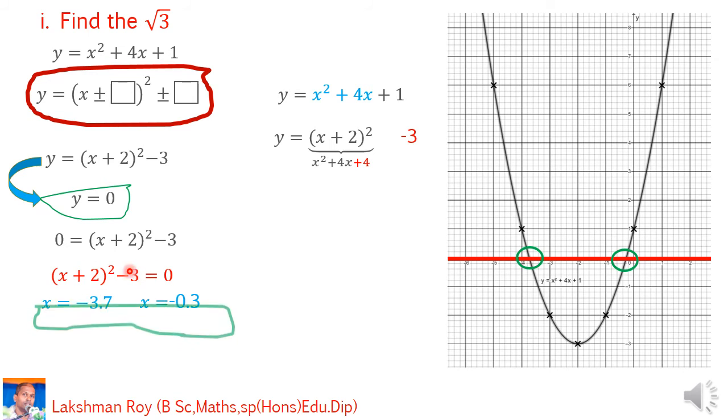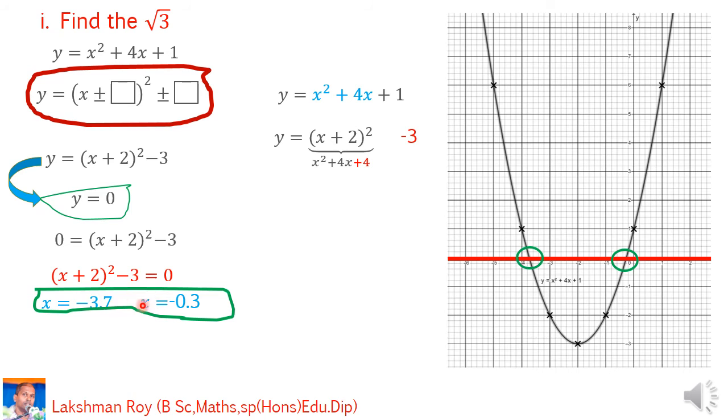Now I am going to make a small change to this equation. Keep these roots in mind: x is negative 3.7 and x is negative 0.3. Here you can move the negative 3 to the other side, or add positive 3 to both sides. Then you get (x plus 2) squared equals 3. You can take the square root of both sides. The square root of (x plus 2) squared is x plus 2, and the other side is the square root of 3.